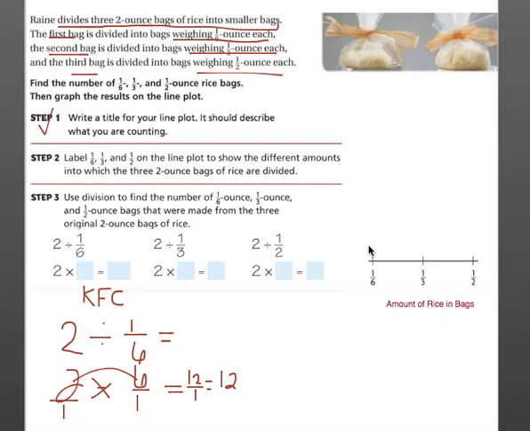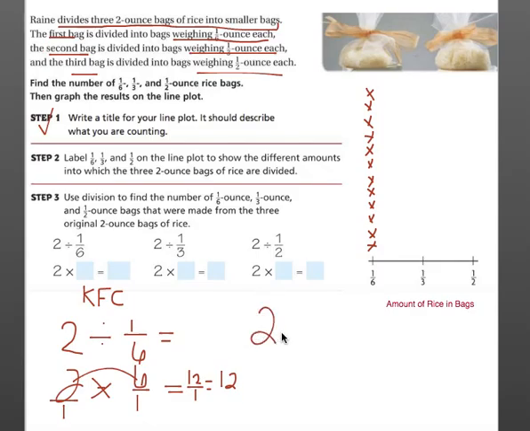So what I would need to do is put 12 X's above the 1/6. 4, 5, 6, 7, 8, 9, 10, 11, 12. So I got 12 bags when I divided a 2-ounce bag into 1/6 ounce bags.